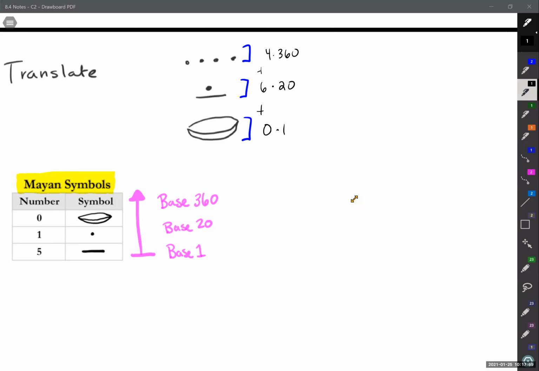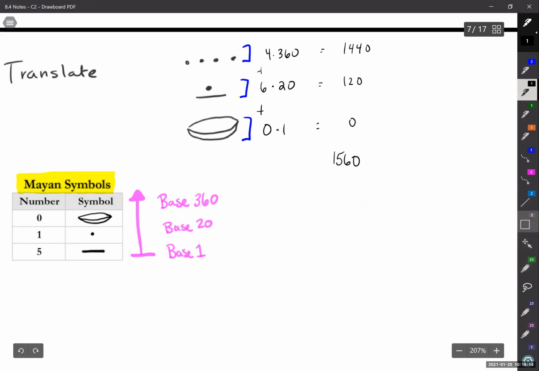So 4 times 360 is 1440. 6 times 20, I believe, is 120. 0 times 1, anything times 0 is 0. So adding these together, we should get 1560 as our answer. So for the Mayan and Babylonian, the location has an implied meaning. You take that numeral that's being represented and then multiply it by the base based on the location. Any questions here?